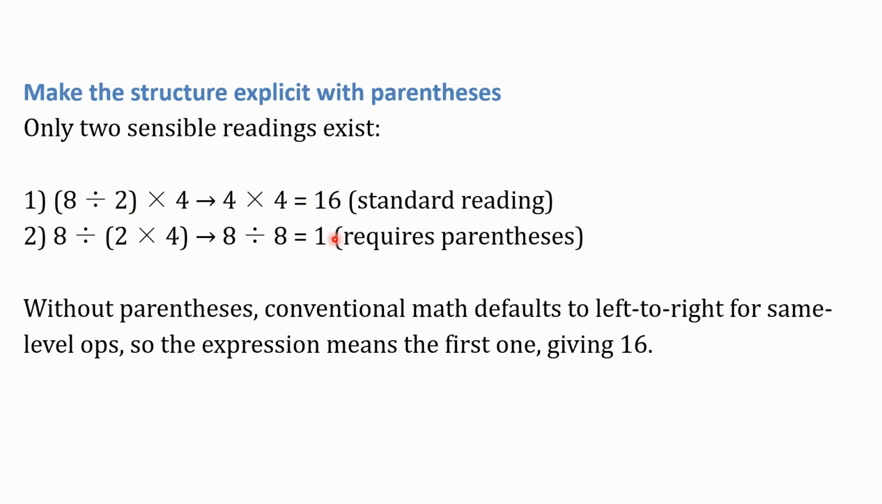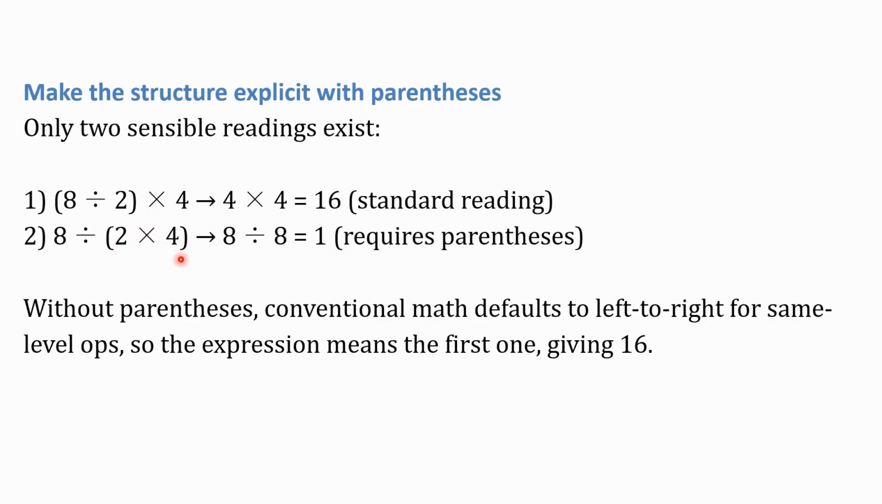Now, for the people that think the answer is 1, you would have to put parentheses or brackets around the 2 times 4. In order to do this multiplication first, you would have to have parentheses around 2 times 4. Then it would be 8 divided by 8 equals 1. But you cannot get 1 unless you prioritize this multiplication.